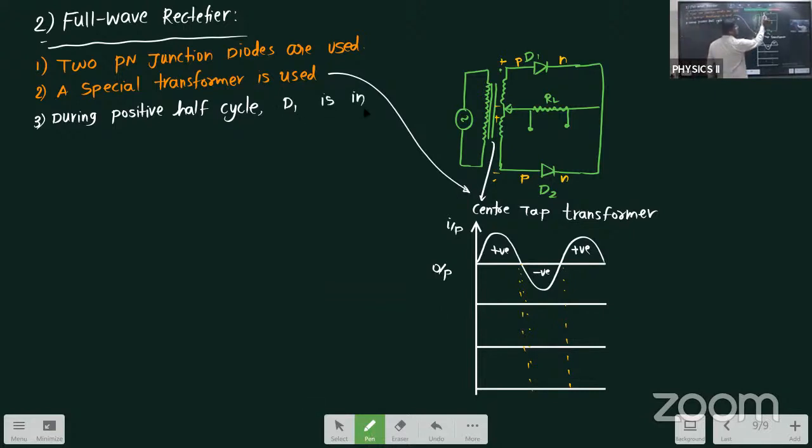Forward bias or reverse bias? When the P type of the semiconductor is connected to the positive terminal of the battery, it will behave like a forward bias. Whether it will conduct current? Yes, it will conduct current.